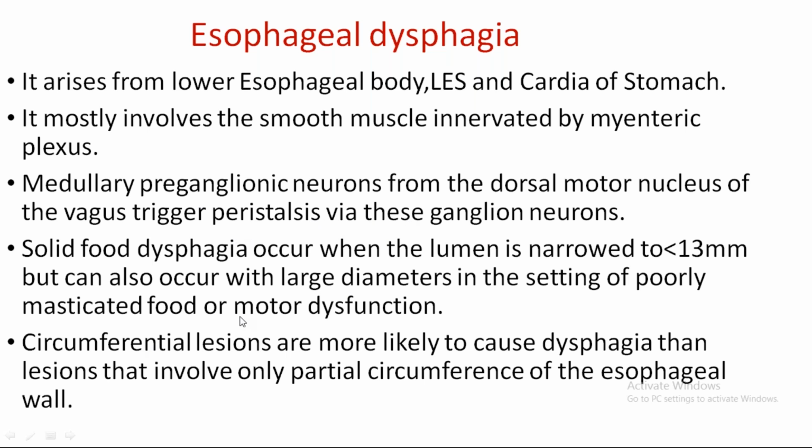Solid food dysphagia occurs when the lumen is narrowed to less than 13 mm, but can also occur with larger diameters in the setting of poorly masticated food or motor dysfunction. Circumferential lesions are more likely to cause dysphagia than lesions that involve only part of the circumference of the esophagus. When the total circumference is involved, dysphagia is more common than with partial involvement.